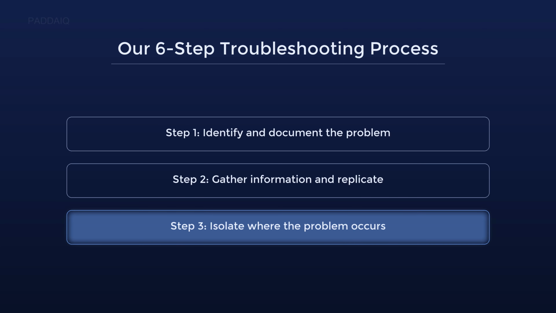Step 3. Isolate where the problem occurs. This means narrowing down the exact component or service in BTP causing the issue. For example, if an app fails, check if it is the UI, the backend service, or the database connection. Pinpointing the location saves time and directs your focus effectively.